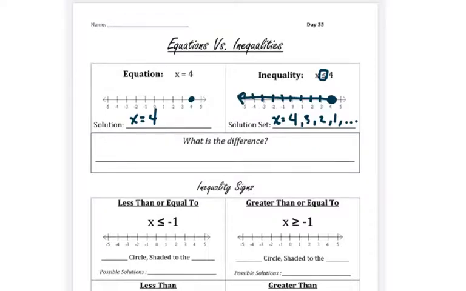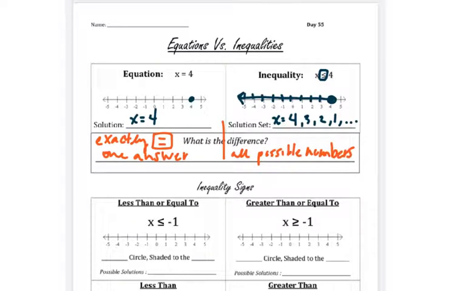So what is the difference between this first one and the second one? With an equation, we have exactly one answer. So with an equal sign, x equaled one answer. Whereas with an inequality, it's less than. So x could be many, many, many numbers. So it's all possible numbers. It's any number that is less than or equal to 4. All numbers that are to the left of 4.